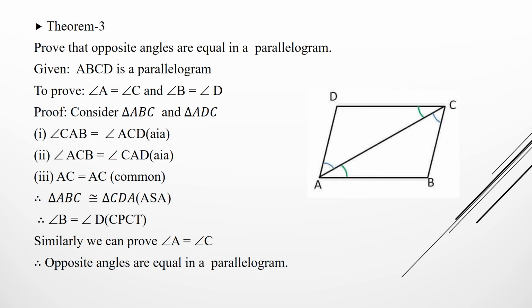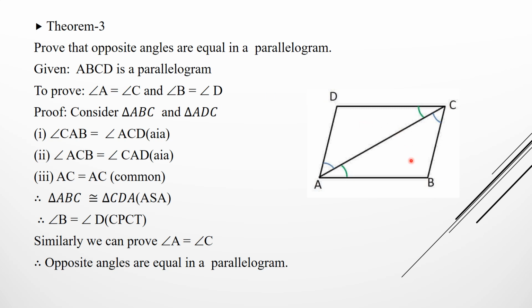The second property of a parallelogram is opposite angles are equal. So let us prove the third theorem. Prove that opposite angles are equal in a parallelogram. We are given a parallelogram ABCD and we want to prove angle A is equal to angle C and angle B is equal to angle D.